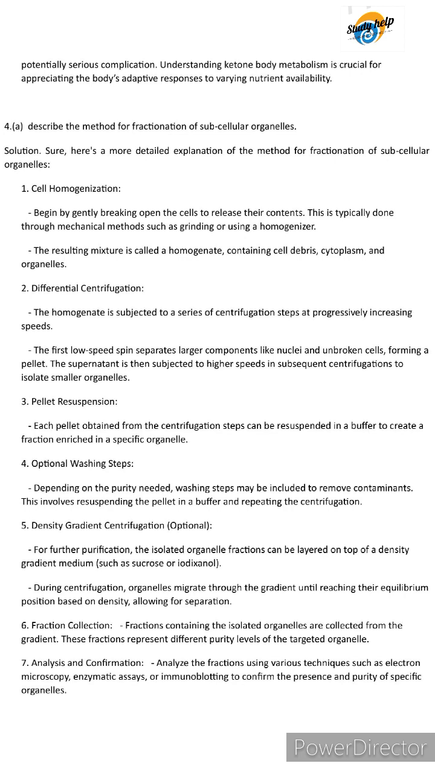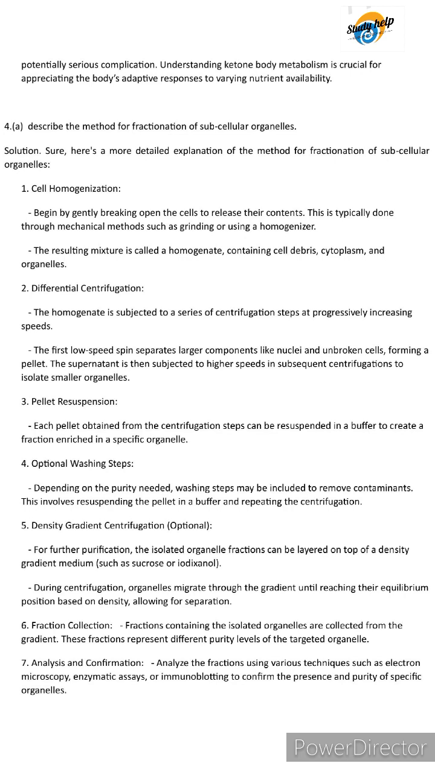2. Differential centrifugation. The homogenate is subjected to a series of centrifugation steps at progressively increasing speeds. The first low-speed spin separates larger components like nuclei and unbroken cells, forming a pellet. The supernatant is then subjected to higher speeds in subsequent centrifugations to isolate smaller organelles. 3. Pellet resuspension. Each pellet obtained from the centrifugation steps can be resuspended in a buffer to create a fraction enriched in a specific organelle.